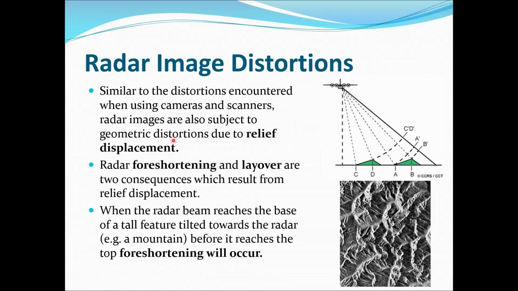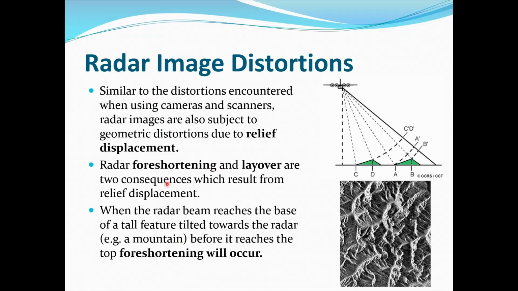We have the other radar distortions, being foreshortening and laying over. Radar foreshortening and layover. These two will just give you different perspectives, so use whichever makes more sense to you. Now, these are similar to the distortions encountered with cameras and scanners. This is what happens.